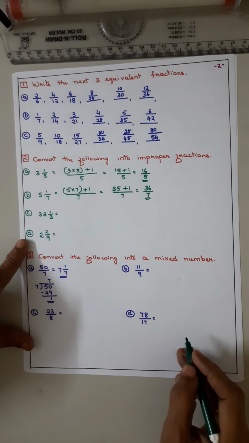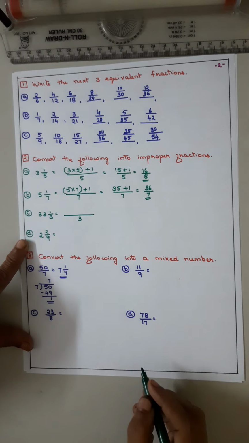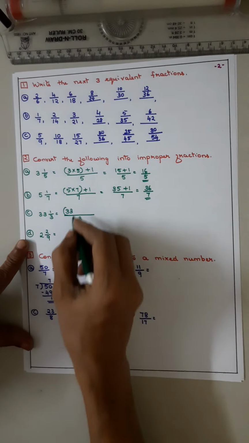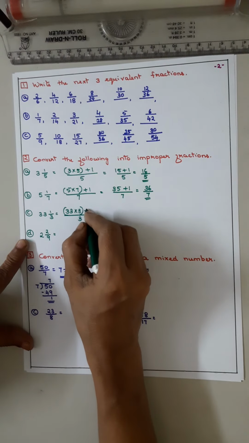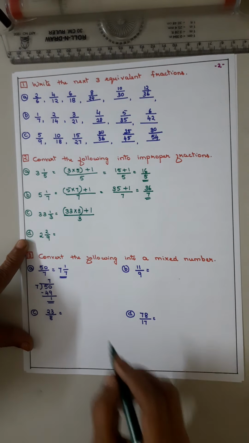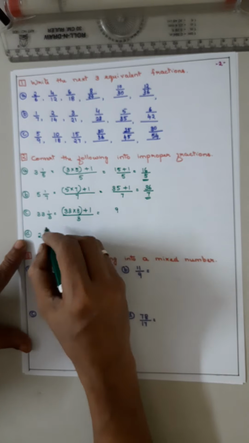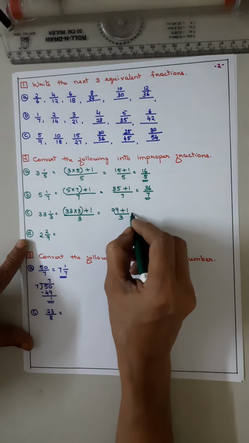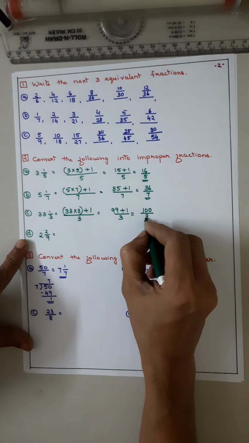Now 33 1/3. First write the denominator. So the whole number 3 is multiplied by the denominator plus the numerator. Now 3 3s are 9, plus 1 upon 3. 9 plus 1 is 10, so the answer is 10/3.